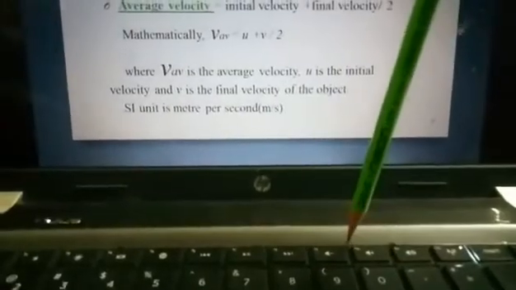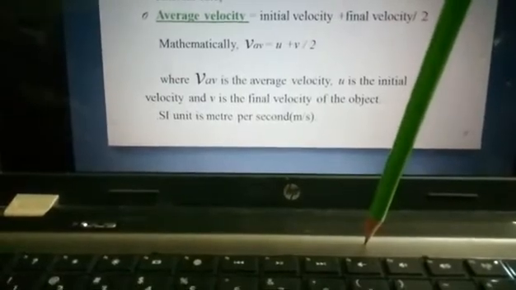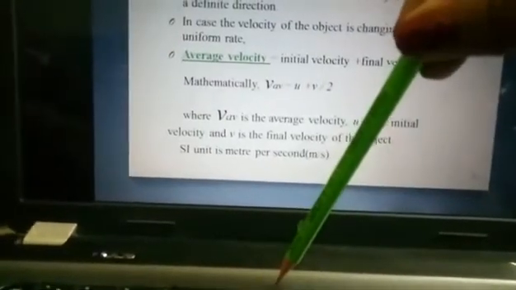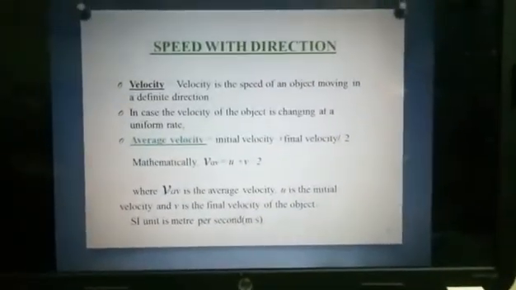Then one thing about initial velocity. Suppose the object is present here and it reaches here after some time. So the velocity of the object at the starting point is known as initial velocity, and the velocity at the final point is known as final velocity.